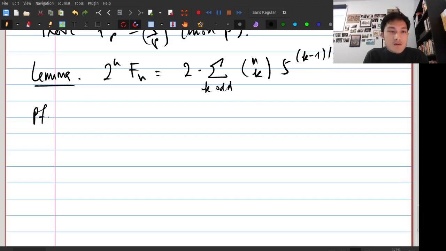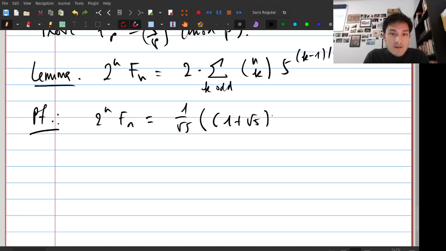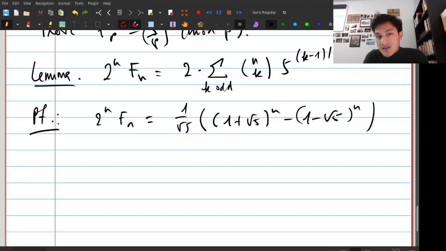Okay, so what's the proof of this? So the proof is, well, we have a formula for F_n, so 2^n F_n is equal to 1 over square root of 5, times (1 plus square root of 5)^n minus (1 minus square root of 5)^n. Now, if you recall, in the original formula there was a 2^n in the denominator. We just moved it over here.